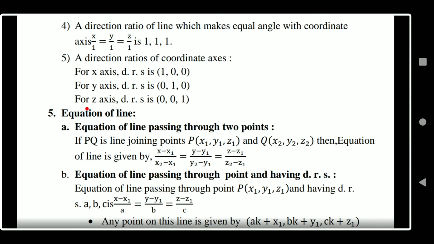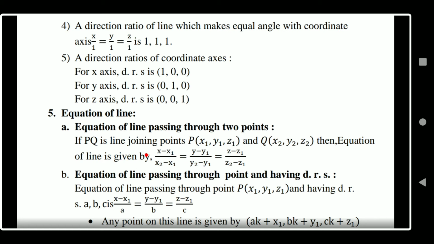Now we see the equation of a line. First, the equation of the line passing through the points P and Q with coordinates x1, y1, z1 and x2, y2, z2. Then the equation of the line is given by the formula (x minus x1) upon (x2 minus x1) equal to (y minus y1) upon (y2 minus y1) equal to (z minus z1) upon (z2 minus z1).